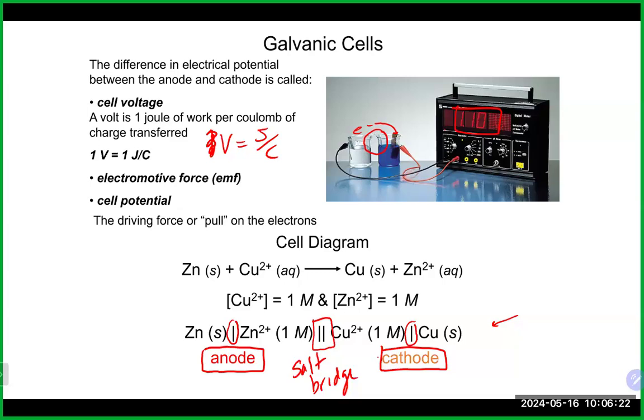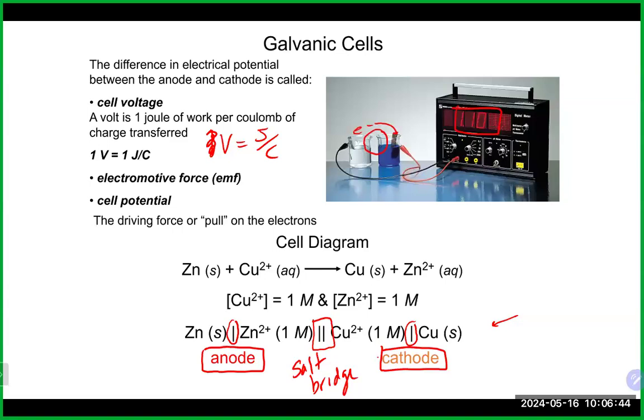In addition, sometimes the molarity is given in these cell diagrams. And again, this is 1 molar, and that would mean this is under standard conditions. So remember, standard conditions are 1 molar if you're dealing with concentrations, 1 atmosphere if you're dealing with pressures, and 25 degrees Celsius.